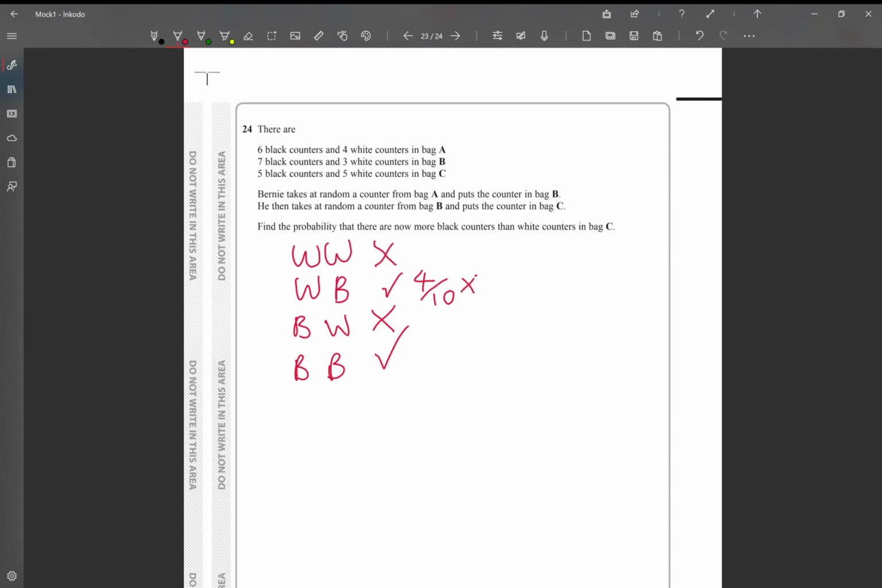I'm multiplying that by, and if you've picked up a white and put it into bag B, you're now going to have 1 extra counter in here, so now it would be 11 counters. So the denominator will be 11. The amount of black counters doesn't go up because you've picked a white, the first choice, and so the 7 stands. And so the probability of doing that is going to be 28 over 110. Probability is all about timesing that and that happening, so you're timesing.